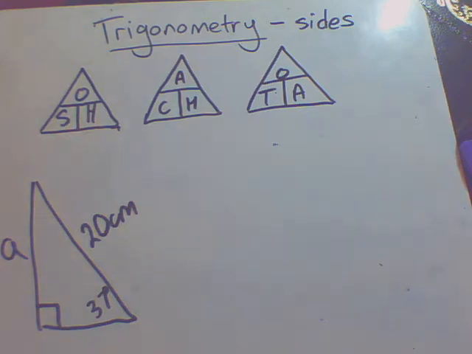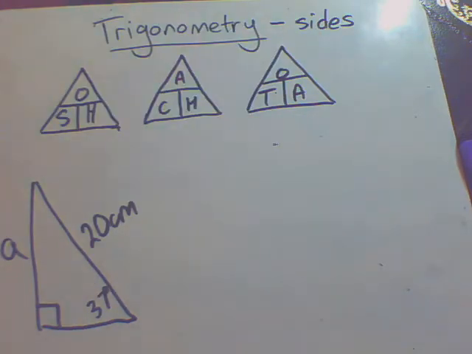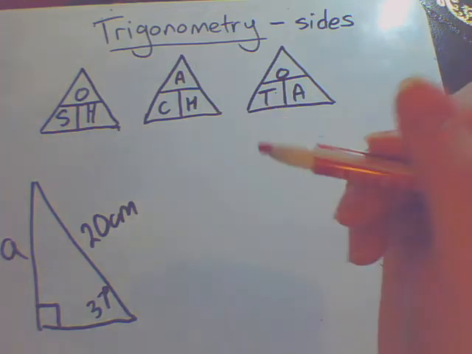Hello, welcome to this video on trigonometry for right angled triangles to find a side length. Okay, here you can see I have my triangle. I've written out my three trigonometry triangles at the top there so I can work out if it's sin, cos or tan. So step number one, I need to identify the side lengths that I have.